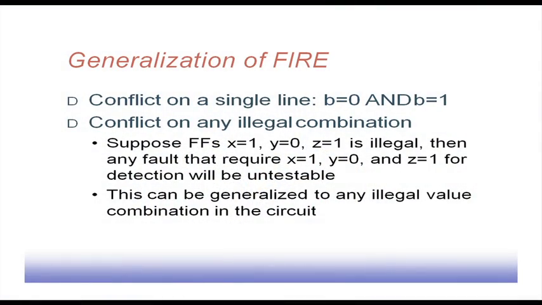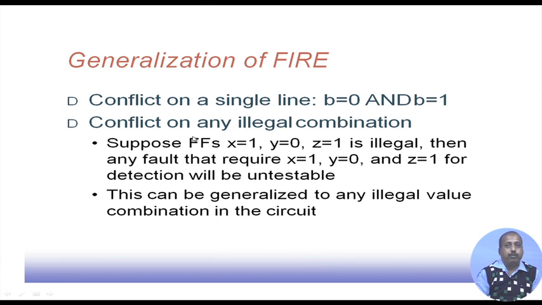We can generalize this FIRE process for fault identification further by considering cases like a conflict on a single line, like b equal to 0 and b equal to 1. So, if one particular line requires both of them, then for a single line, that is a conflict. So, those types of faults can be removed.